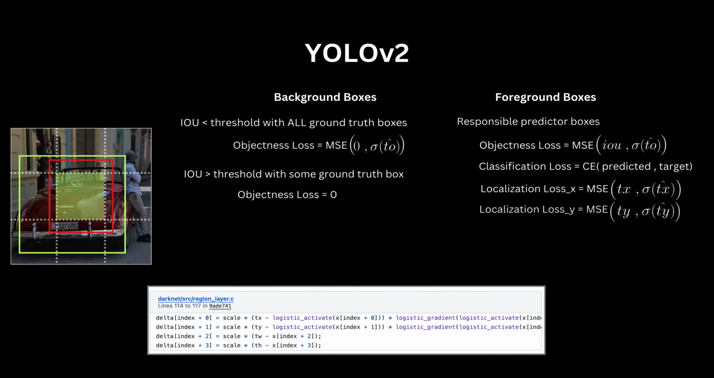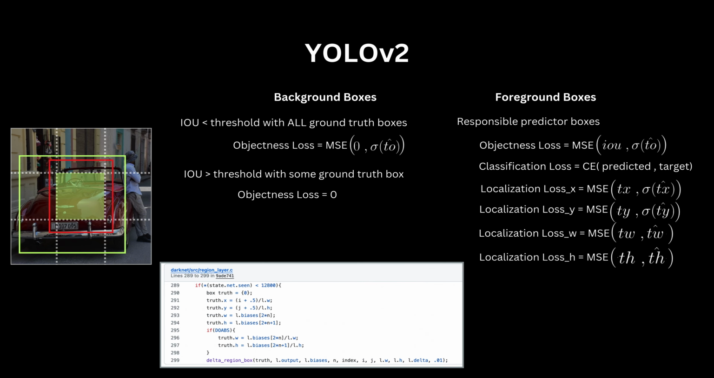Localization loss for Tw and Th is MSE between target and predicted Tw and Th. In implementation, the authors also use an additional loss for the first 12k steps, where they compute localization loss between transformation targets for prior boxes and predicted transformation parameters. So it's like you're learning to predict the anchor boxes itself, which is why your Tx and Ty target will just be 0.5. But this is only done for non-responsible prior boxes. For the responsible ones, you'll obviously learn the transformation from the assigned ground truth.